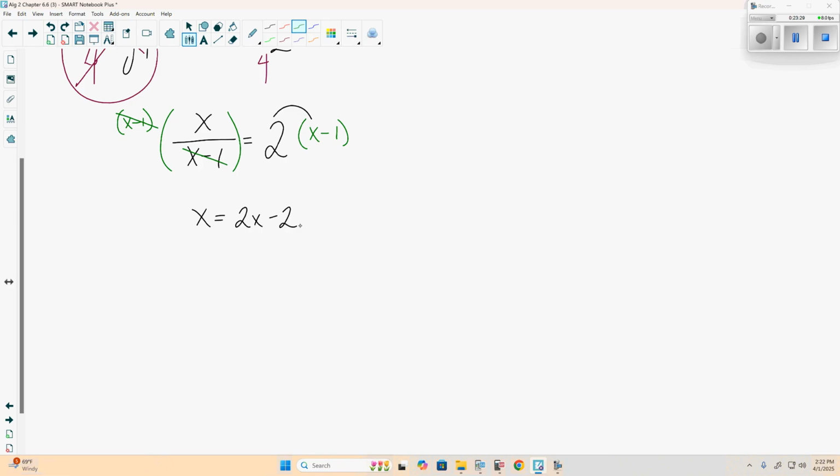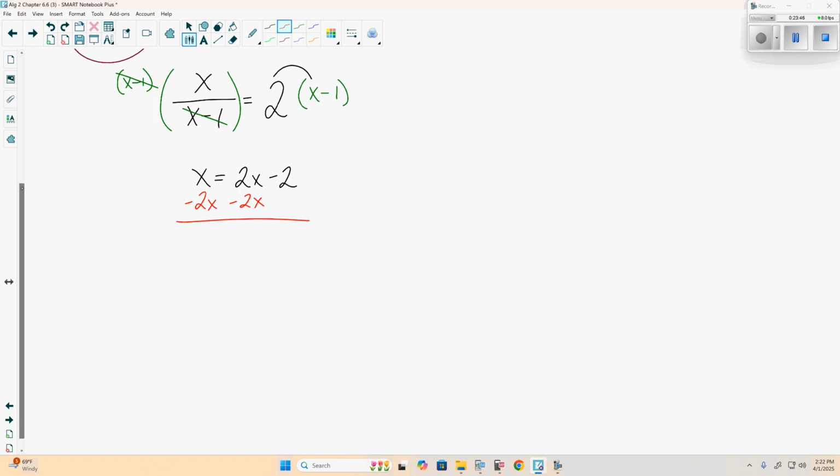Do we have an x to a power greater than 1? No. So we don't have to get this equation equal to 0. We can just get the x's on one side, numbers on the other, and solve. I can just subtract 2x. x minus 2x is negative x. So negative x equals negative 2.